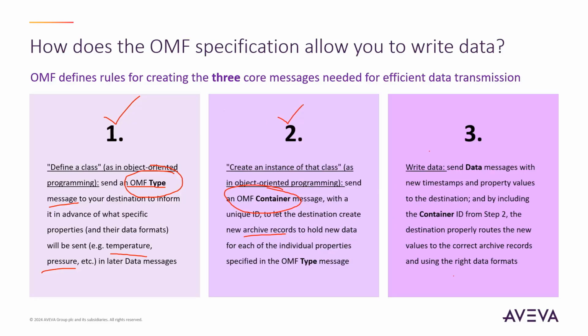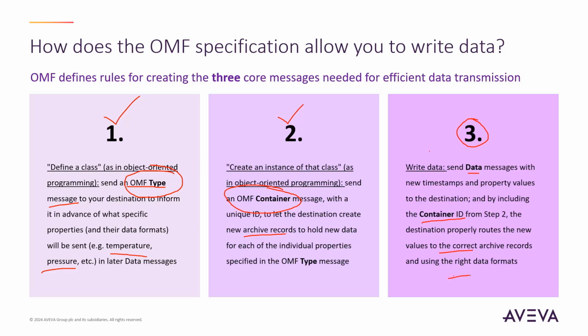And then to populate those streams or tags with data, you finally do step 3. OMF defines how you can send data messages, how you should structure those messages. And if you do, then it'll send data messages to those container IDs, like to those streams, and it'll properly update them with real values.